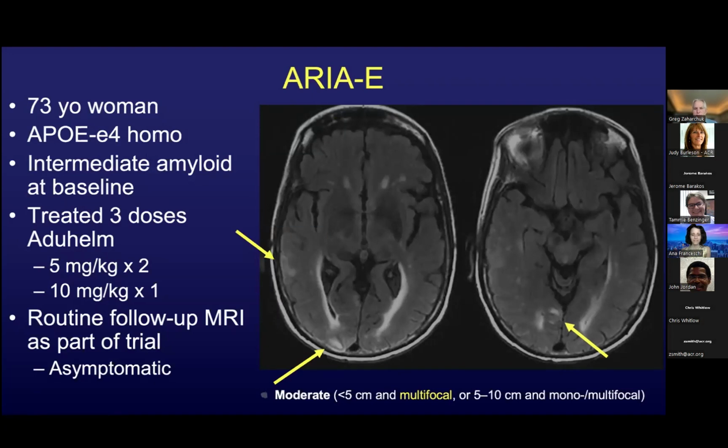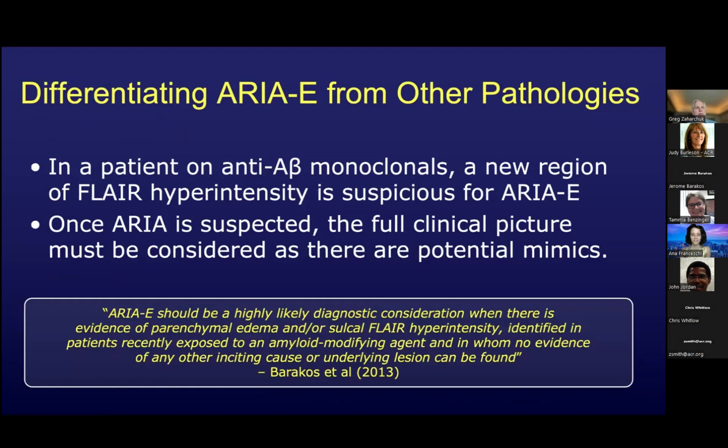Okay, so when we look at this, now we know these are new. And since we can see that these are multifocal, by definition, this is a moderate case, right? So this is not greater than 5 centimeters, so it's not moderate based on that. It's moderate because it's multifocal. Okay. I think one of the important things that we have to do as radiologists is to differentiate ARIA-E from other pathologies.